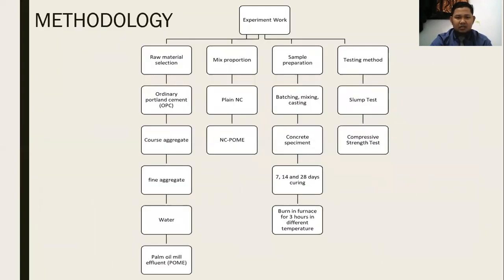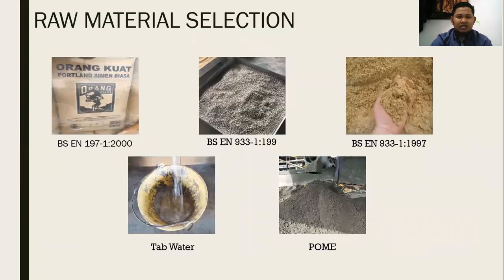For my methodology, which I divide into four categories: raw material selection, mix proportion, sample preparation, and testing method. For the material selection, I used cement, which is OPC, ordinary Portland cement, from the brand Orang Kuat. Then I used coarse aggregate provided by my concrete lab, and fine aggregate also provided by the lab. For the water, I am using tap water. And lastly, my sample, which is the POME itself.